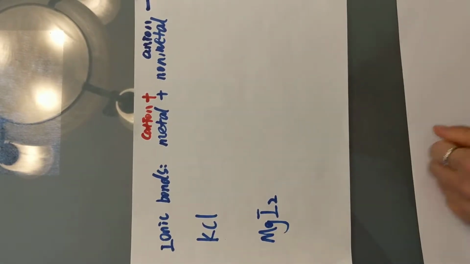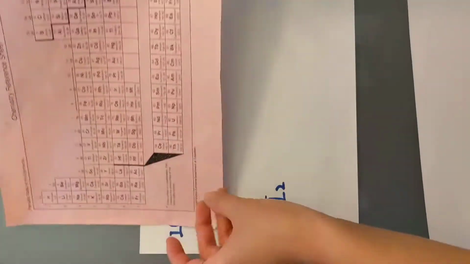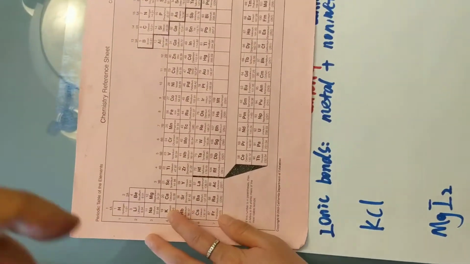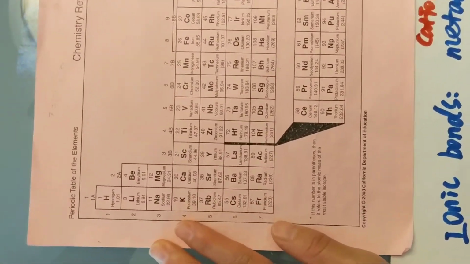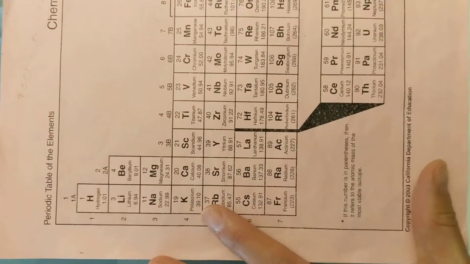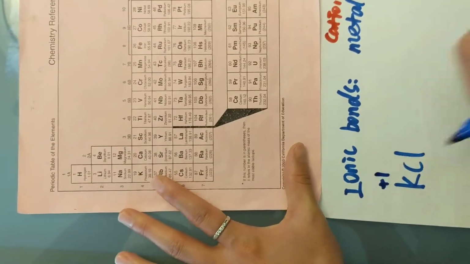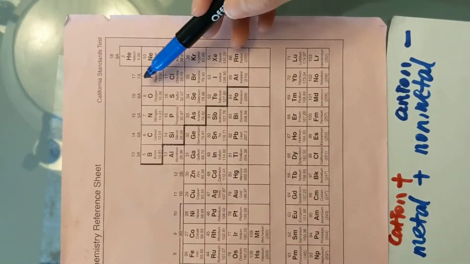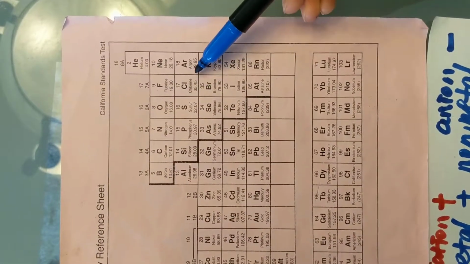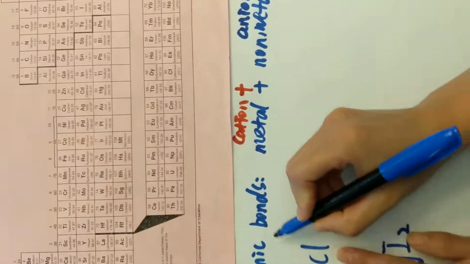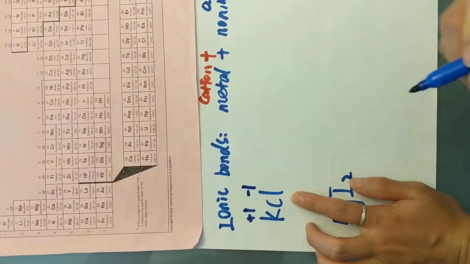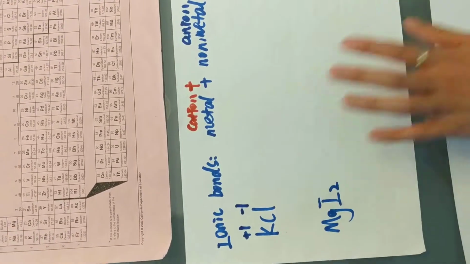For example, KCl. From the periodic table, K is in group 1. That is the positive charge. It is positive charge 1. Cl is in group 7A. That is chlorine. It is negative charge, negative 1. So that makes it balanced. How to name this one?